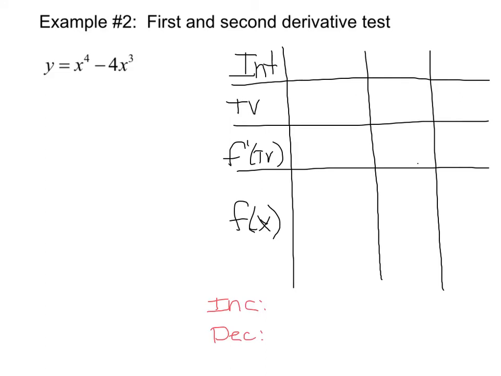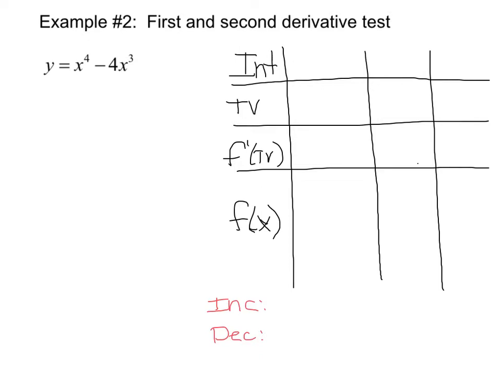All right, let's take a look at another example of using the first and second derivative test. So I've given you another polynomial function, y equals x to the fourth minus 4x cubed. And we're going to first apply the first derivative test to see if we can identify intervals of increasing and decreasing for the function y equals x to the fourth minus 4x cubed.